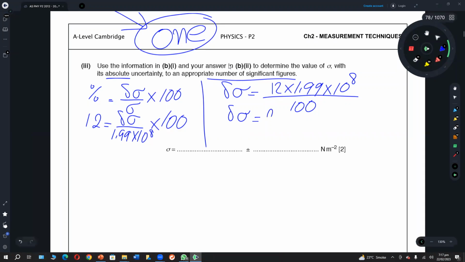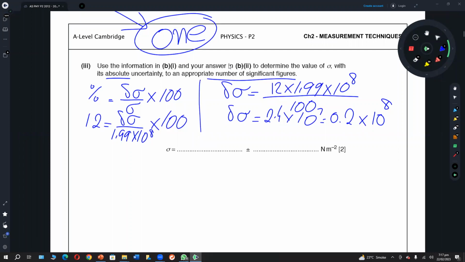Good. It's coming 2.4 into 10 to the power 7. Make it 0.2, deliberately ignore 4 and make it 8. When you write uncertainty, you should always try to keep the same power, otherwise it would be difficult to write in the common format style. So I deliberately go against a common rule: 2.4 is right, but I made it 0.2.